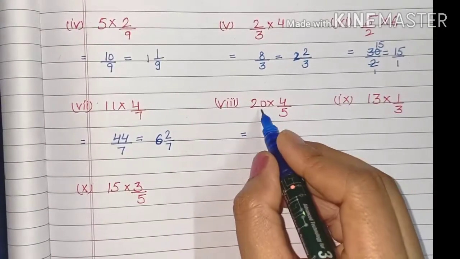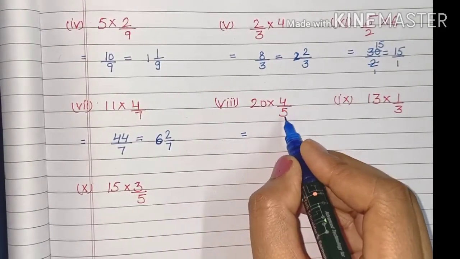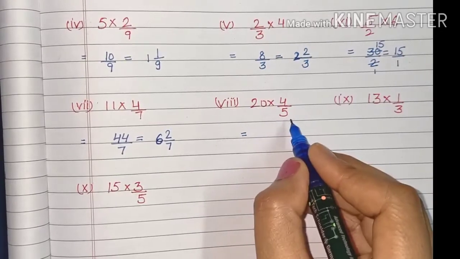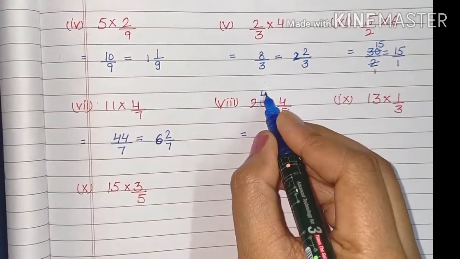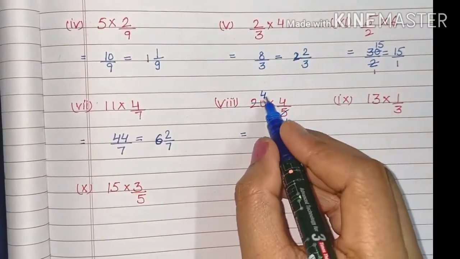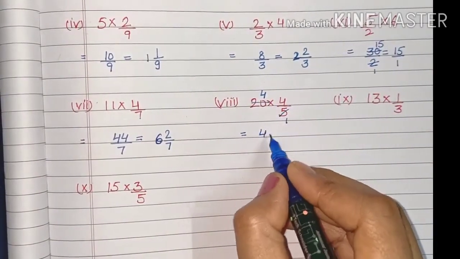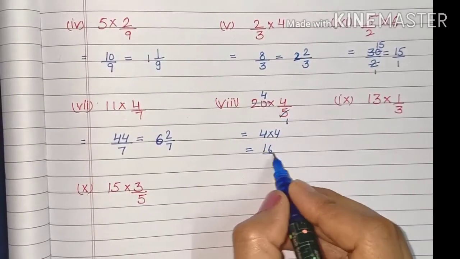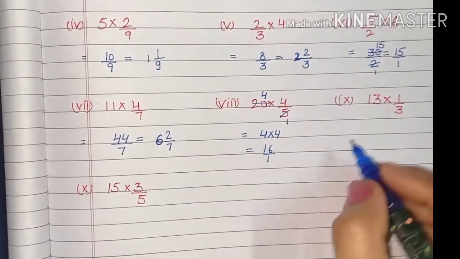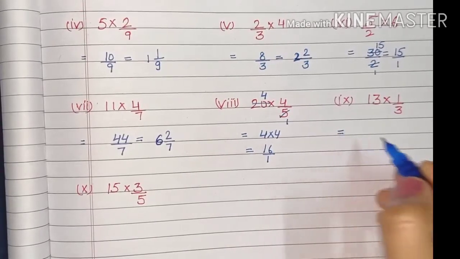Now let's see the eighth part. It is 20 into 4 upon 5. So here we can change it into lowest form. So 5 1s are 5, 5 4s are 20. And now we have 4 into 4, that is 16. Or we can also write 16 upon 1. 16 is the answer.